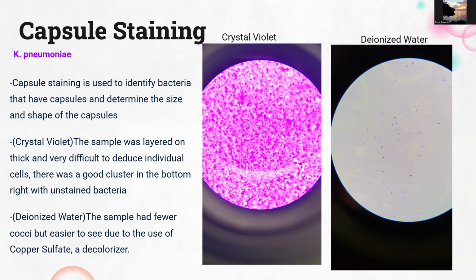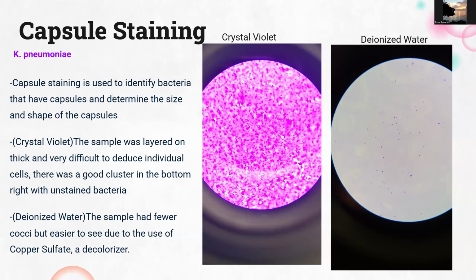This image there left labeled crystal violet. The individual cells, you can tell where they are, but it's just a really thick image, layered cells everywhere. The good thing is you can see in the bottom right, there's a pretty large cluster of little white spheres, which means there is unstained bacteria there.